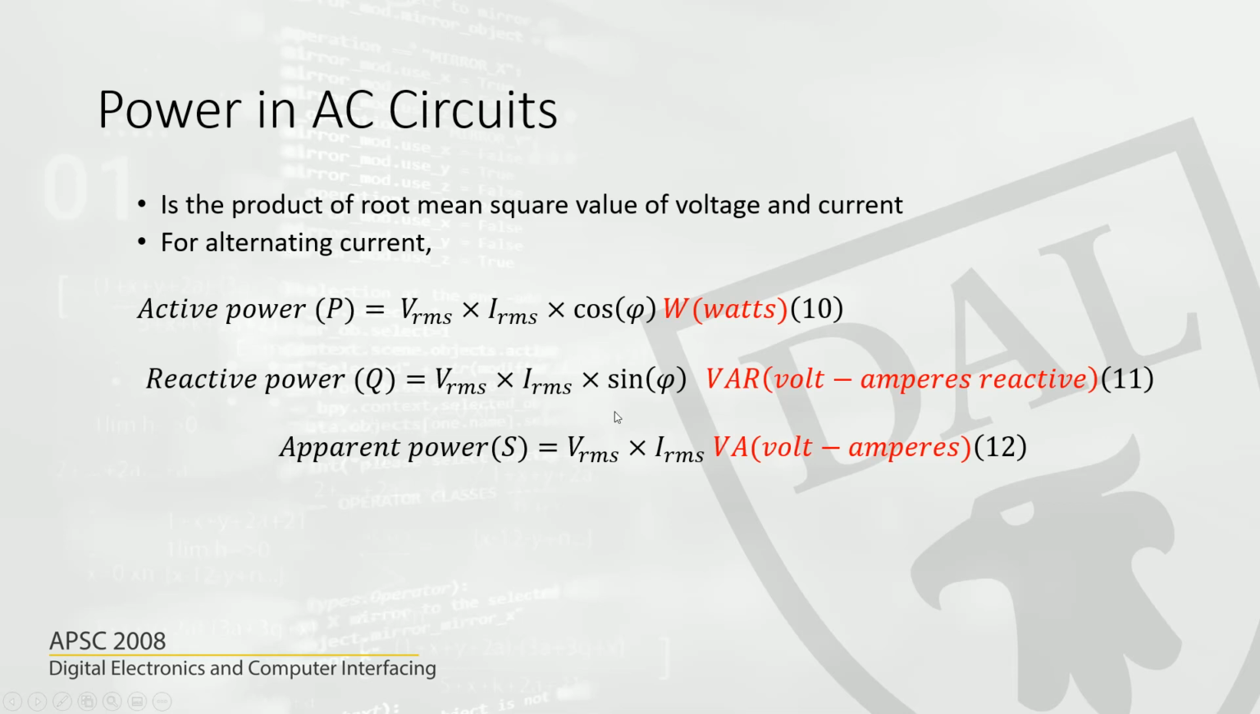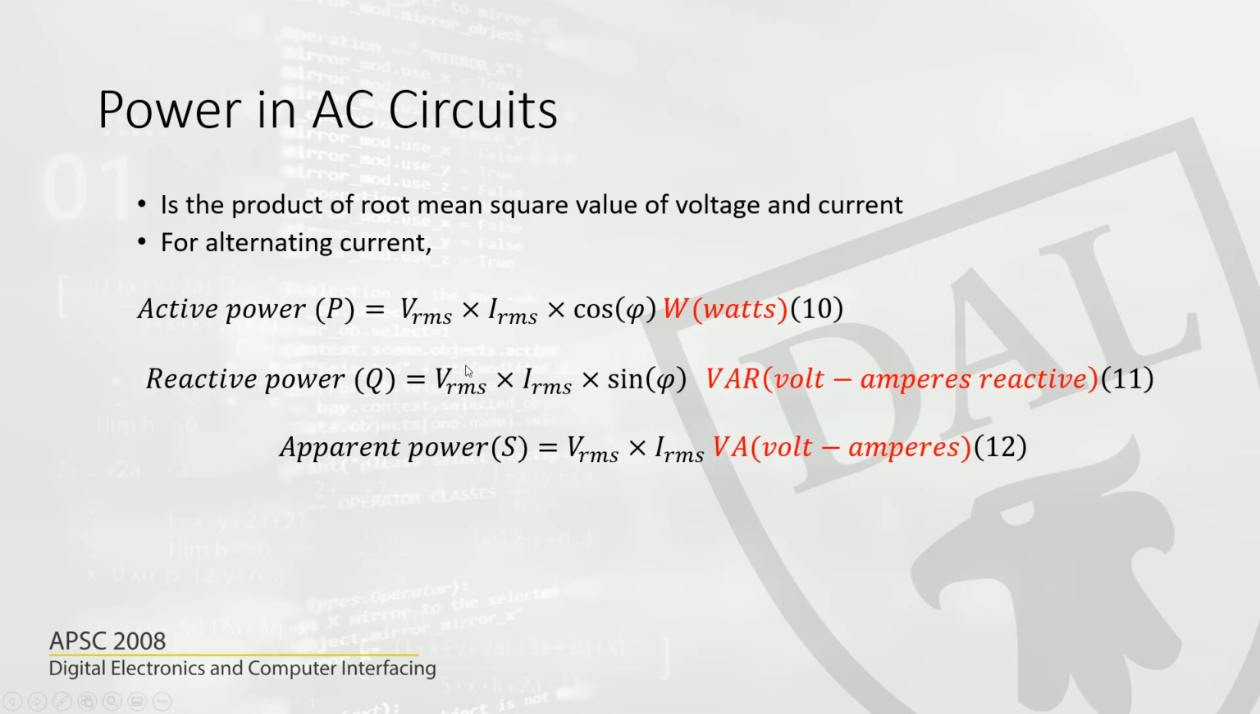So these are the three powers. If you multiply VRMS and IRMS, you get the apparent power. And if it is a resistive load, the power factor is 1, which means everything is active power. At that point, active power equals the apparent power, and reactive power equals 0. So these are the formulas you will use for calculation.